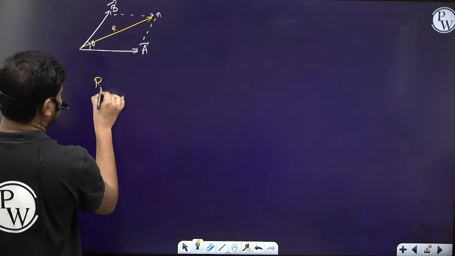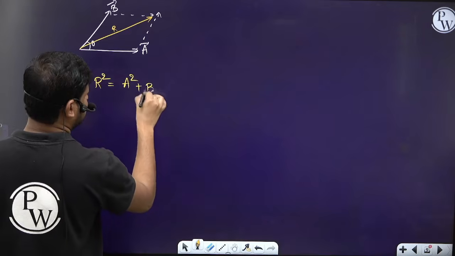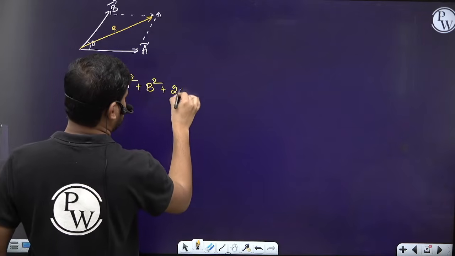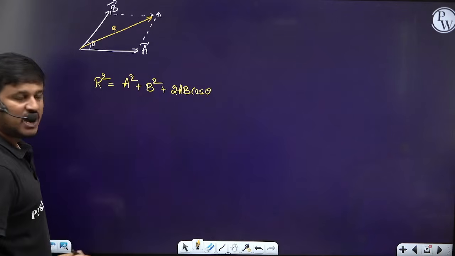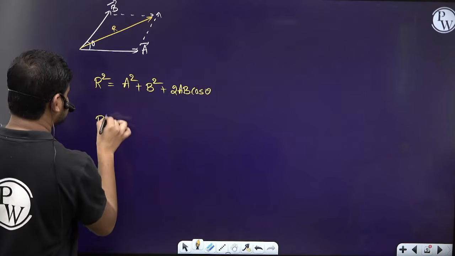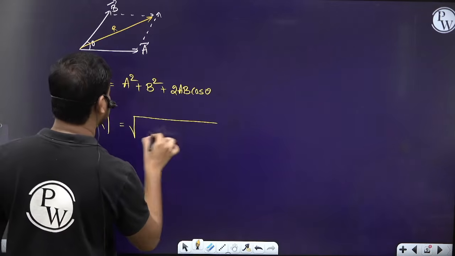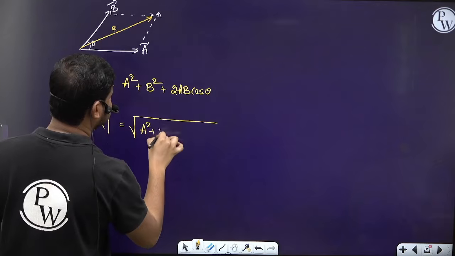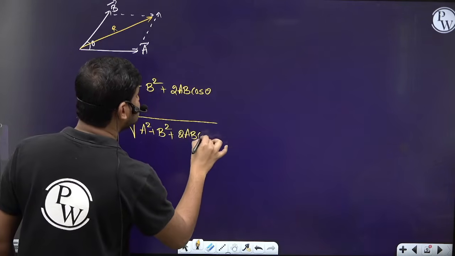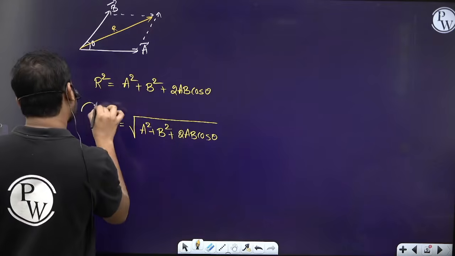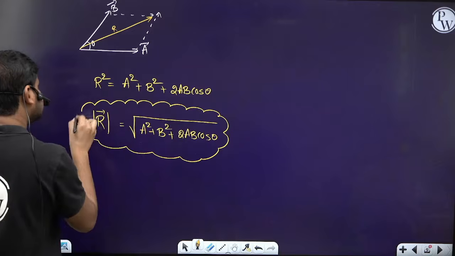So the resultant R squared is equal to A squared plus B squared plus 2AB cos theta. If you need just the magnitude, then take the square root to that side, which is going to be the square root of A squared plus B squared plus 2AB cos theta. This is the analytical method. So by the analytical method, you can say how much the magnitude of the resultant is.